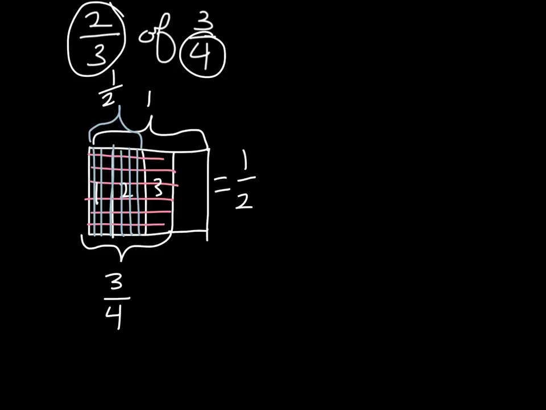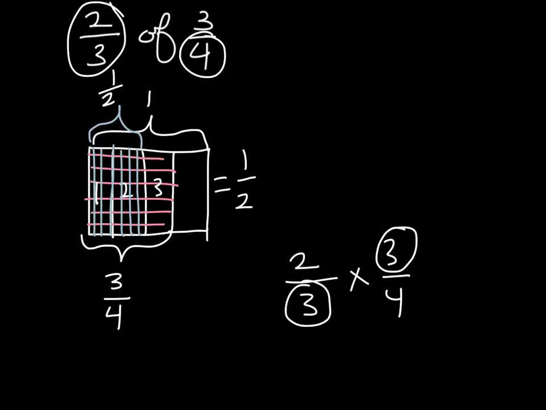Okay? And if I wanted to find that answer just using the numbers, I can go 2/3 times 3/4, and I am looking for common factors in the numerators and the denominators. And I see that I have a denominator of 3 here and a numerator of 3 here, so I'm going to divide both by 3, and I get 1.